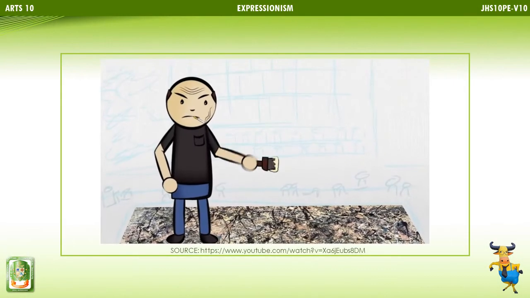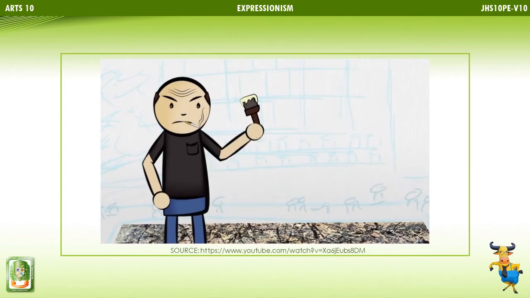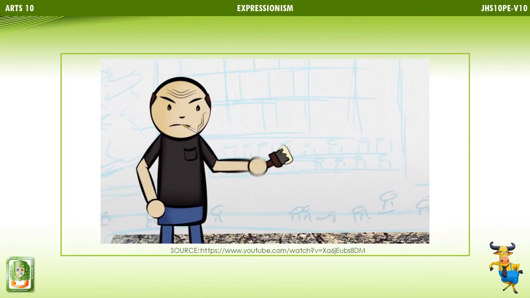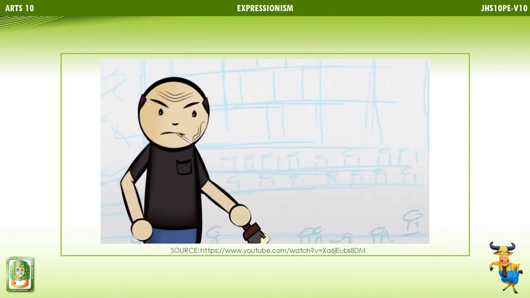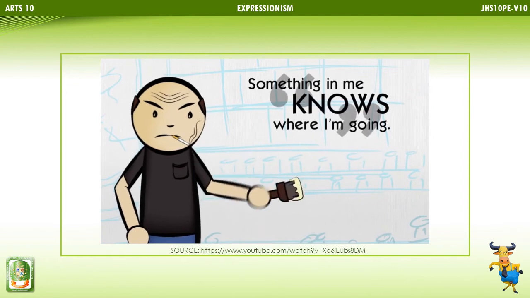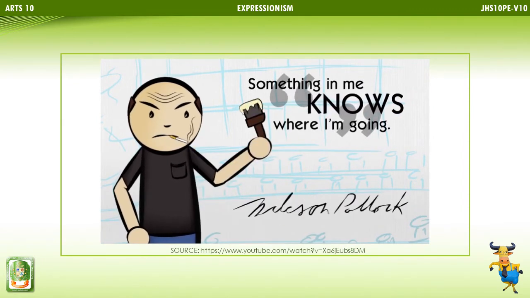Imagine walking into a large room where an artist is standing on top of a canvas, meticulously splattering paint. Upon questioning the artist as to what his goal is, he claims the painting has a mind of its own and will tell him when it's complete. He responds, "Something in me knows where I'm going." This artist is Jackson Pollock.